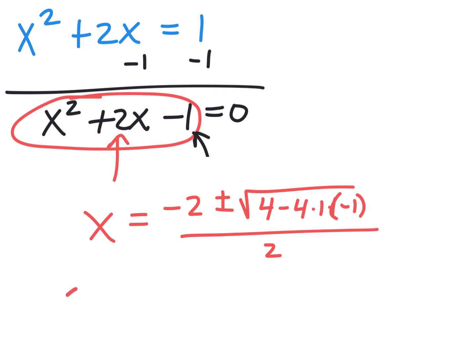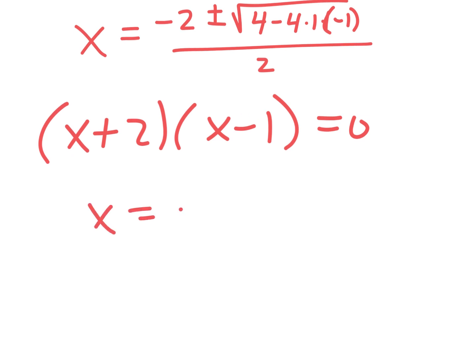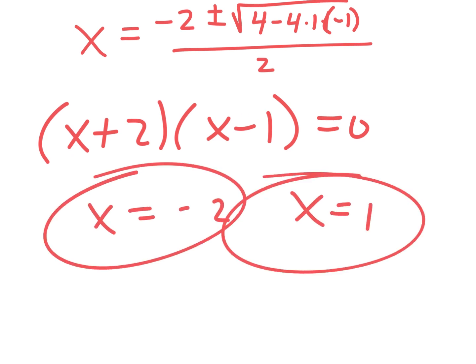If it would have factored and came out like this, then you would just go, oh, so x equals negative 2 and x equals 1. That's a more typical way to end. All right, so now what should you do?